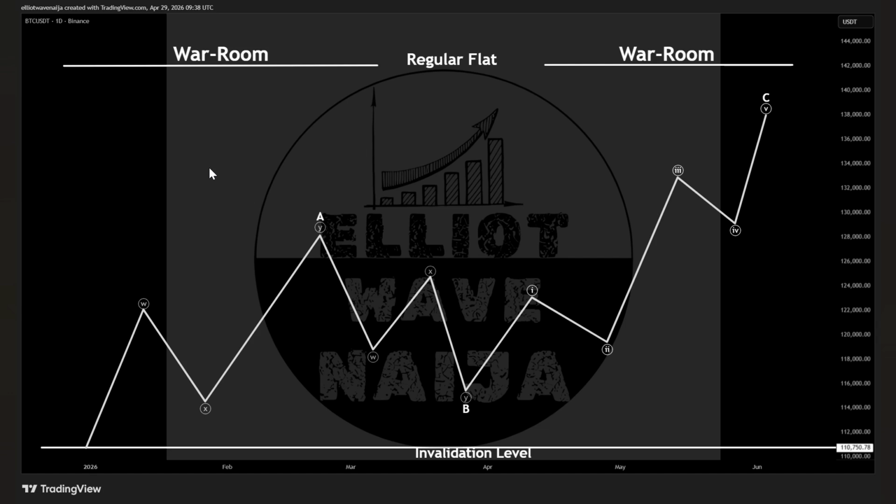At the end of this seminar, you will have a clear understanding of how you can spot the regular flat pattern in the chart, which unfolds in 1, 2, 3 for A, 1, 2, 3 for B, and 1, 2, 3, 4, and 5 for C.